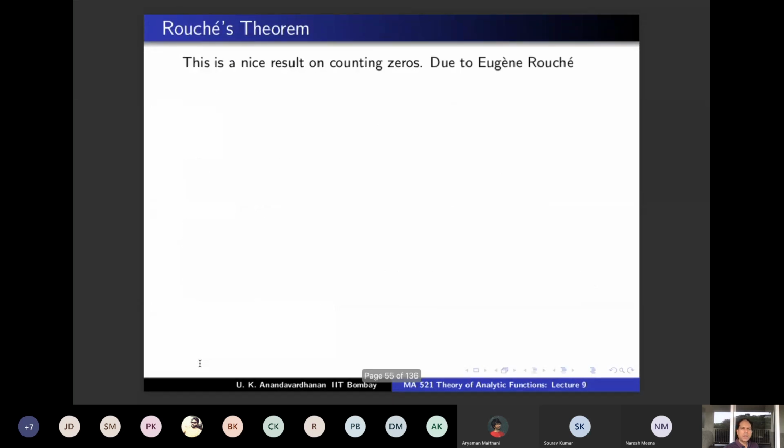So I thought this is a nice topic, and Rouché is not all that famous, so I checked the Wikipedia entry. Of course, Rouché's theorem is famous, and he has one more result in linear algebra. These are the only two results listed in Wikipedia.